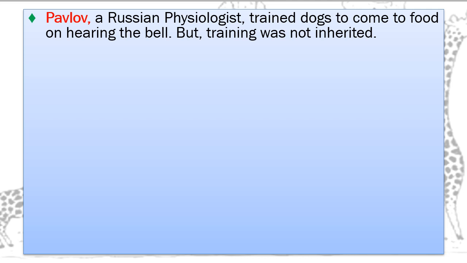Next, when the trained dog gave birth to young ones, all those young ones had to be retrained. That is, the training was not inherited. So, the learning that the dog had received was not acquired by its offspring. But according to Lamarck, that character should have been passed on to the next generation, but this did not happen.